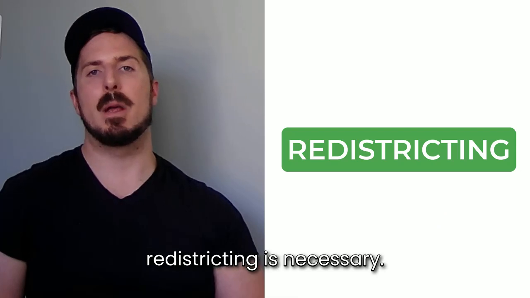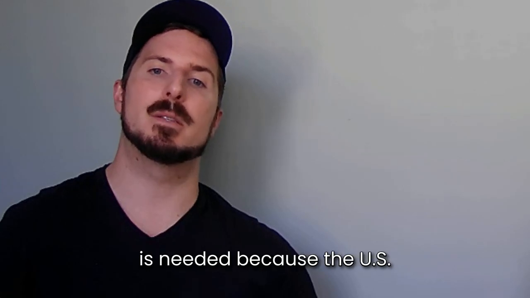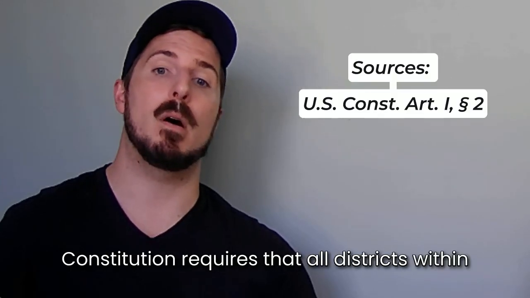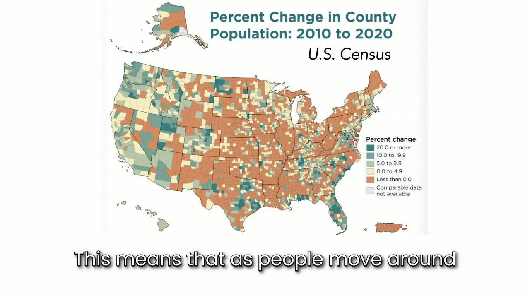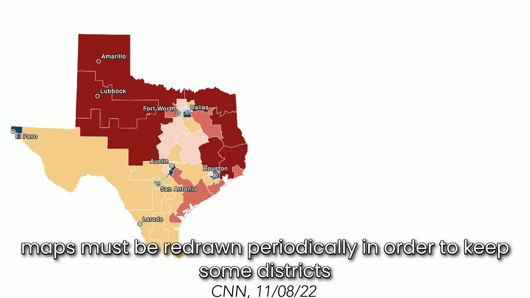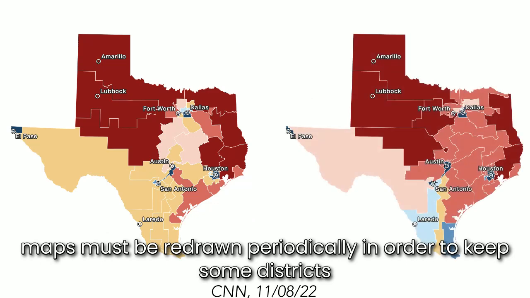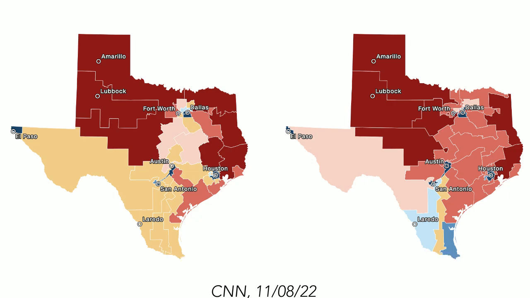There are many reasons why redistricting is necessary, but at its core, redistricting is needed because the U.S. Constitution requires that all districts within a state be roughly equal in population. This means that as people move around and certain parts of the state become more populous, maps must be redrawn periodically in order to keep some districts from becoming more populated than others.